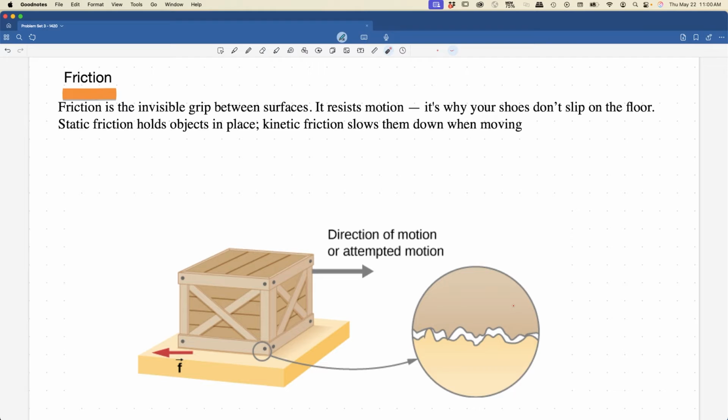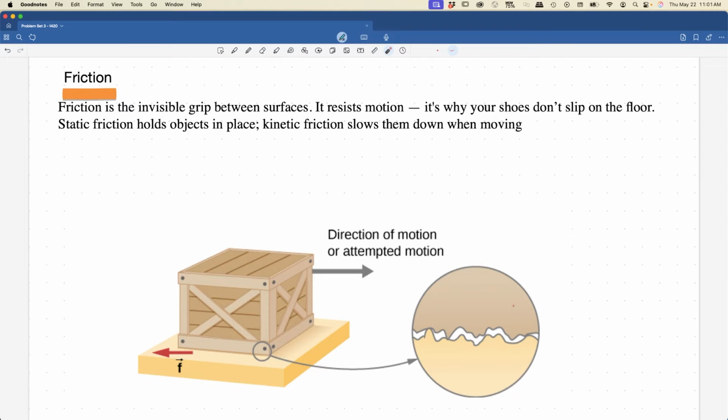Now, what happens if there is a little bit of water between the shoe and the floor? Everybody knows that then there's a bigger chance of slipping. And this is because friction has been reduced. So that means friction depends on the nature of the surfaces in contact.